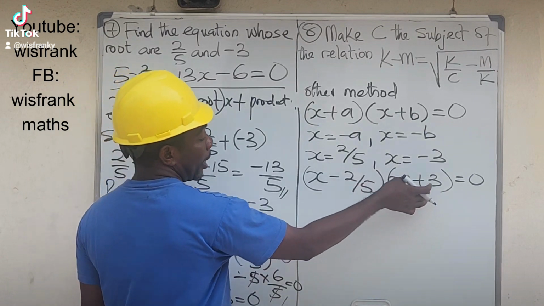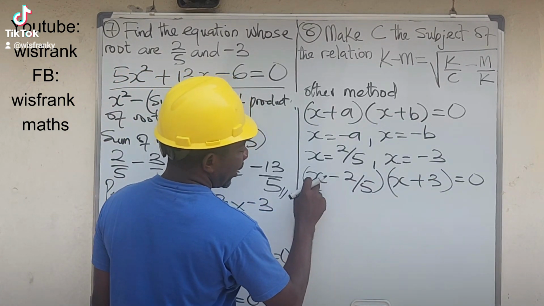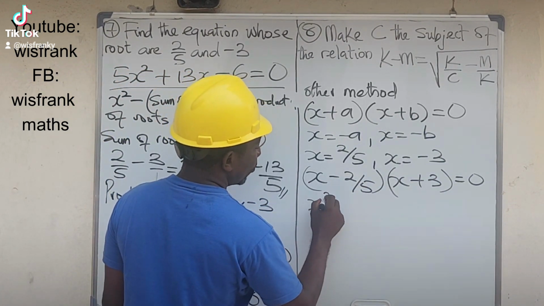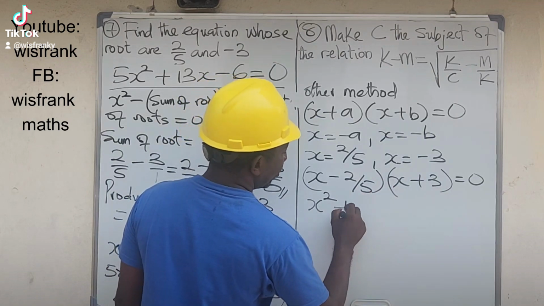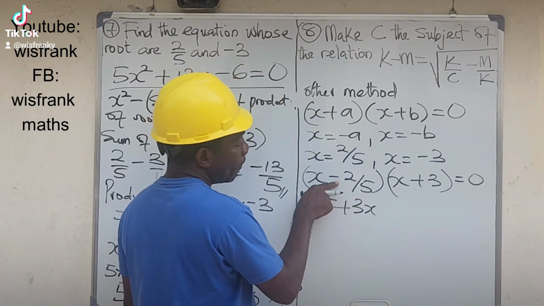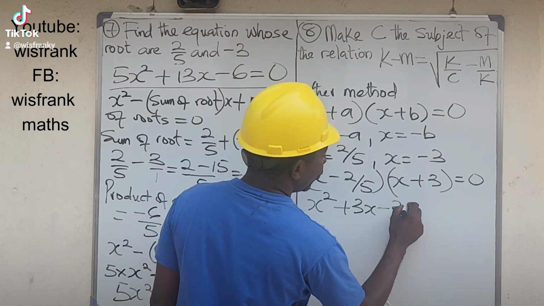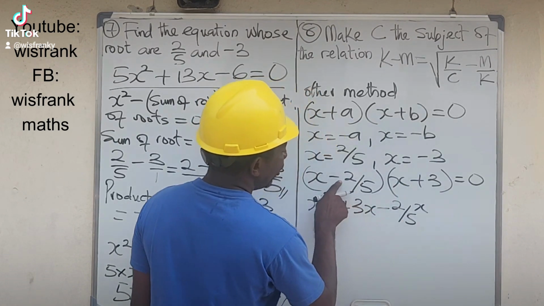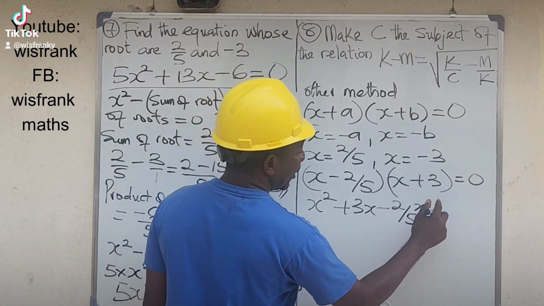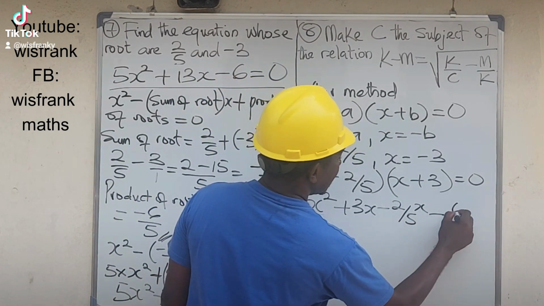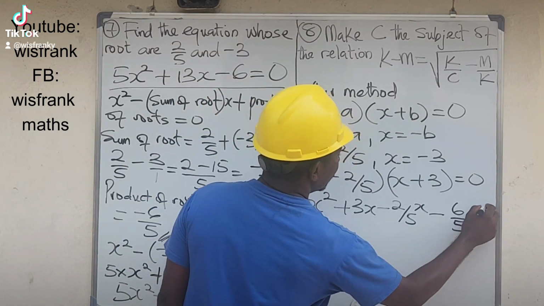Now we can expand this. Expanding this, we have x times x, we have x squared, then x times 3, we have plus 3x. Then we have minus 2 over 5 times x, we have minus 2 over 5 x. Then minus 2 over 5 times 3, we have minus 6 over 5 equals 0.